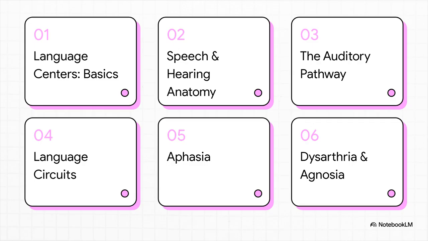After that, we'll trace the entire auditory pathway from ear to brain, see how the language circuits actually work in real time, and then we'll explore the clinical side of things with aphasia. And finally, we'll clear up some common confusion around conditions like dysarthria and auditory agnosia.